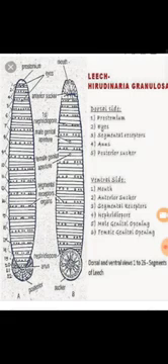What is the classification of Hirudinaria granulosa? The phylum is Annelida, and the class is Hirudinea. The order is Arhynchobdellida, the genus is Hirudinaria, and the species is granulosa. Hirudinaria is commonly called the Indian cattle leech.